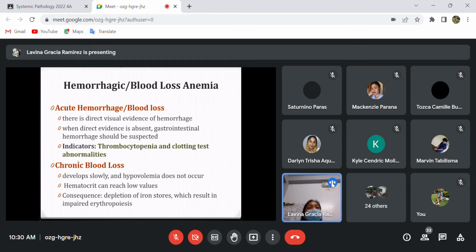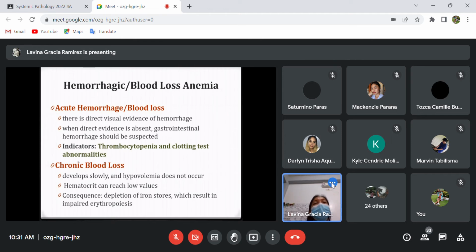So the indicator for acute hemorrhage or blood loss is thrombocytopenia. That means there is a decrease in the platelet volume in the body. And that can also be reflected when you do clotting tests, the abnormalities in the clotting test.